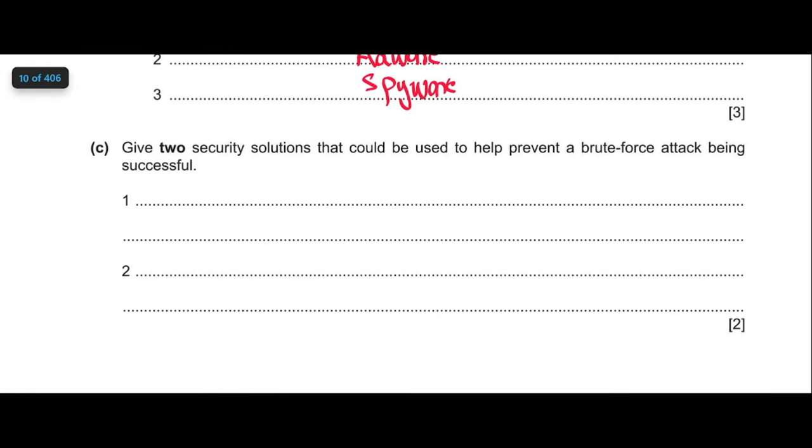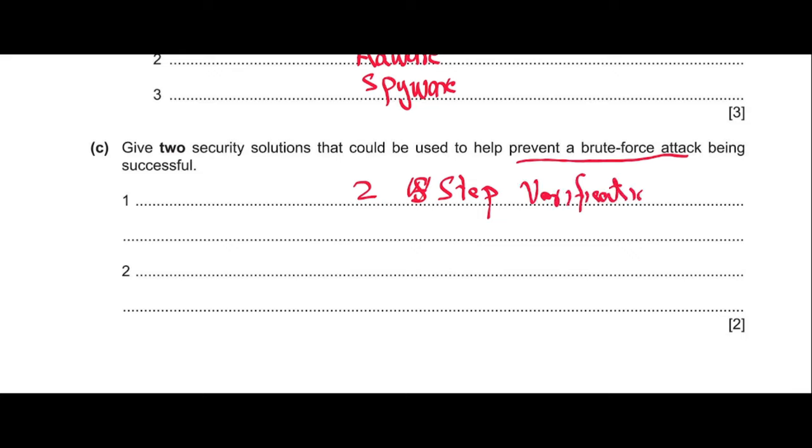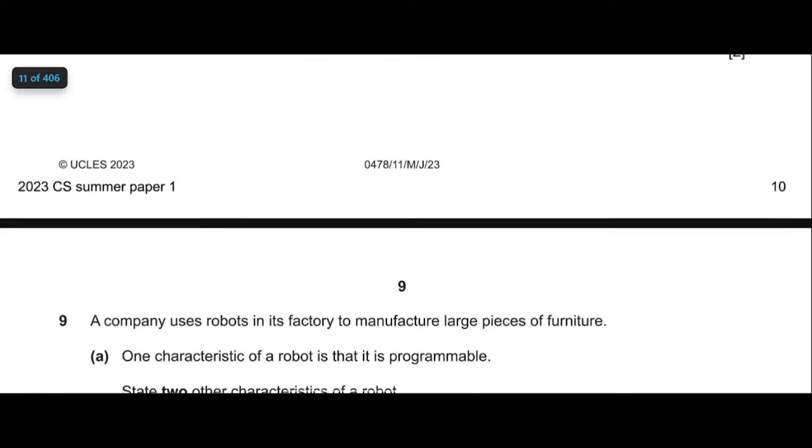Give two security solutions that could be used to prevent brute force attacks. Okay, first one is two-step verification. The second one is to use a strong password. And the third one is to limit password tries. So you can set the limit. If somebody tries the password two or three times wrong, then automatically lock the account. Okay. So this is the answer. Let's move to the next question.